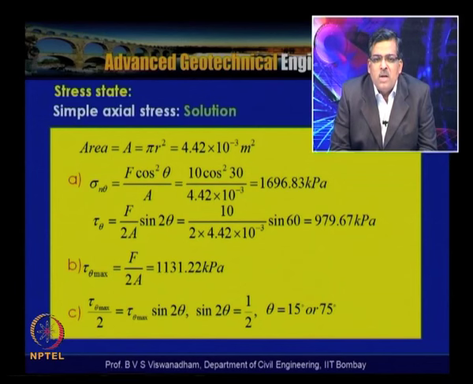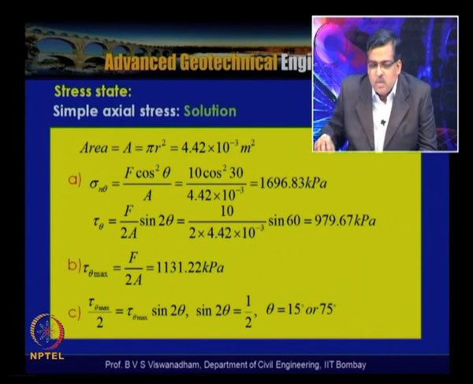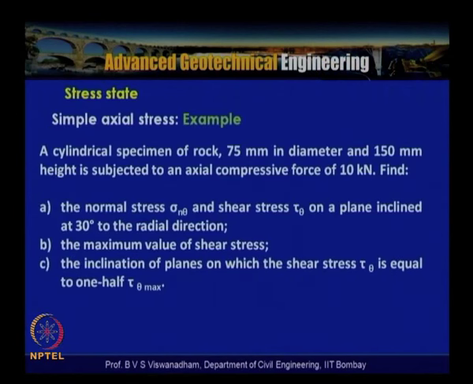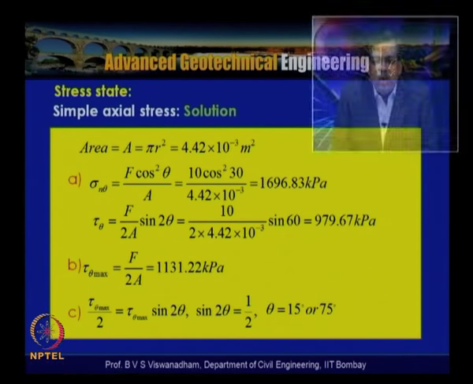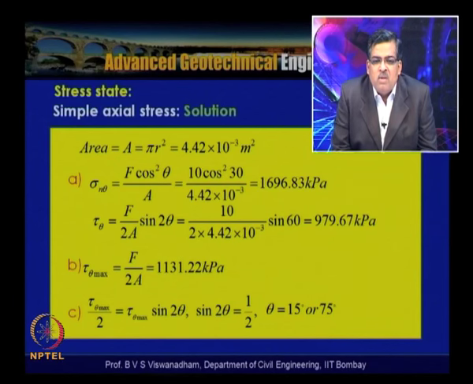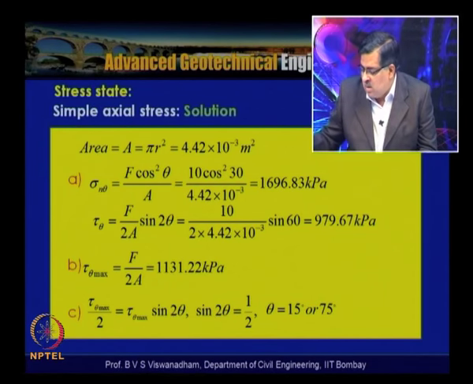So F is nothing but 10 kilonewtons divided by 2 into 4.14 to the power of minus 3, with which we have got 1131 kilopascals. And then we have been asked to find out the inclination of the plane on which the shear stress tau theta is equal to one half of the tau theta max. So this is the inclination of the plane at which the shear stress is half of the tau theta maximum.